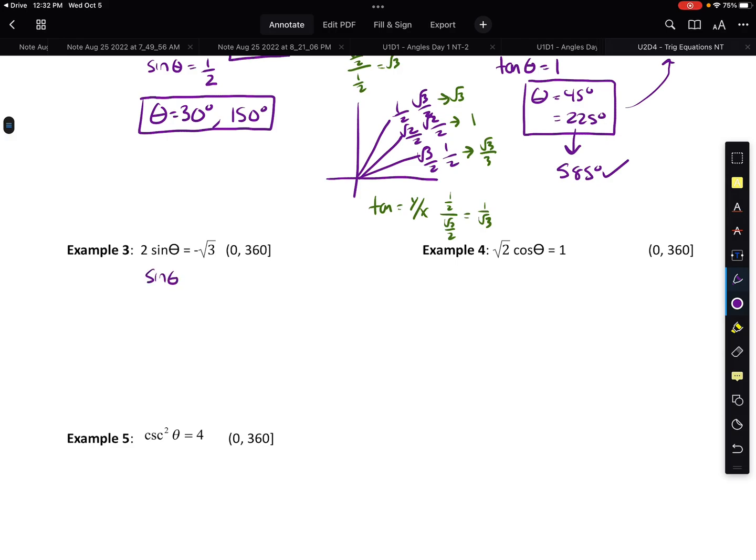All right, so we got sine theta equals negative rad 3 over 2. All right, so where does this work in this situation? I think ASTC. So sine's negative down here and down here. Rad 3 over 2, we're talking about 240 degrees. And we're talking about 300 degrees.